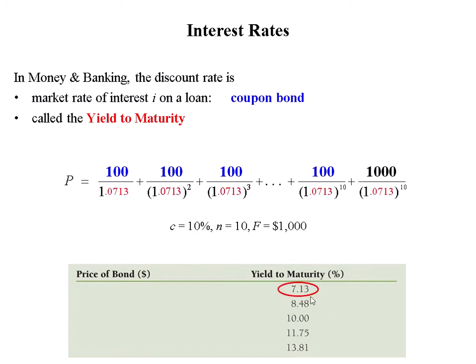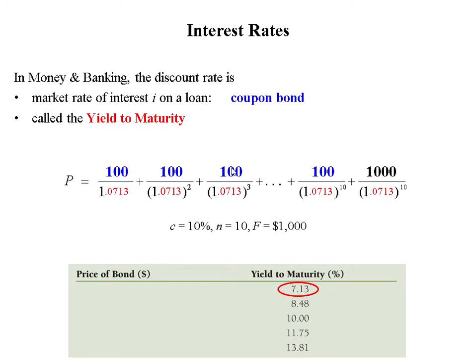So if the yield to maturity is 7.13%, we add 7.13% to 1 and we get 1.0713 in each of these denominators. The first denominator is discounted one period. We raise it to the first power. 1.0713 raised to the first power is 1.0713. We have to discount this payment 2 periods. We have to discount this payment 3 periods. We have to discount this payment 10 periods. And because we also receive this in the 10th period, we have to discount it 10 periods.